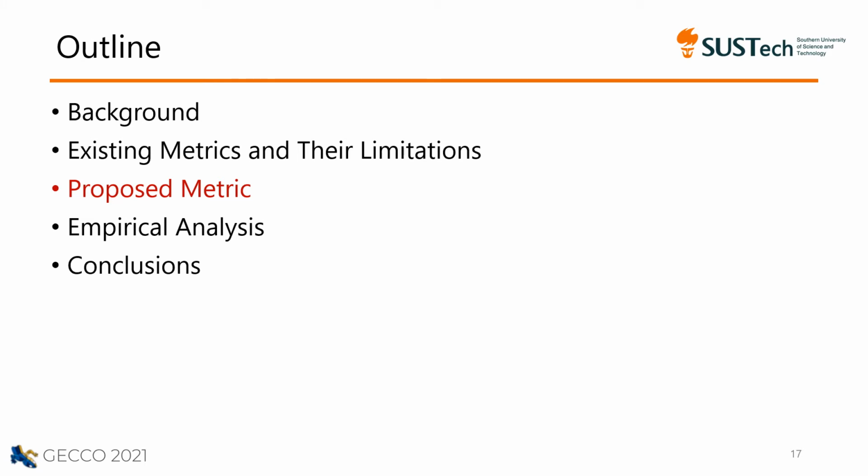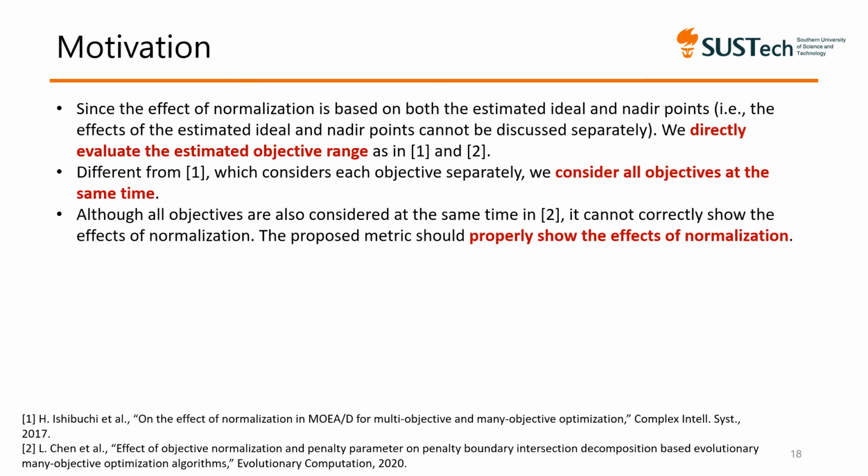Now let me show you our proposed metric. Here shows the motivation of the proposed metric. Since the effect of normalization is based on the 2 points, that is, the 2 points cannot be discussed separately, we directly evaluate the effects of the objective range. Different from the first reference, which considers each objective separately, we consider all objectives at the same time. Although in the second reference all objectives are also considered at the same time, it cannot correctly show the effects of normalization. So we hope that the proposed metric should properly show the effects of normalization.